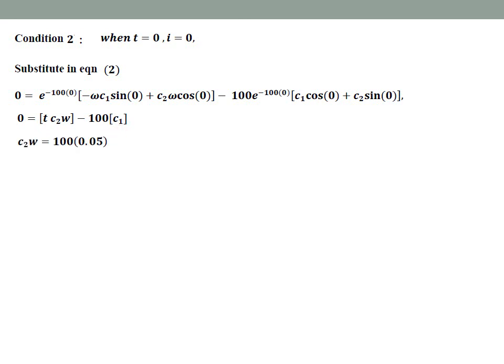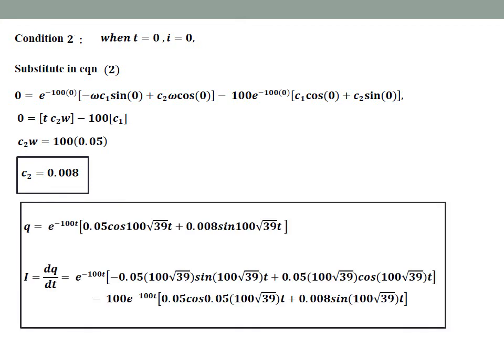Or what will I get? C2 into omega is equal to 100 into, what is the value of C1? 0.05. Or C2 is equal to 100 into 0.05 divided by omega. You calculate it, you know what is omega? Yes, you calculate that, you will get it as 0.008. Okay, now I got the two constant values C1 and C2.